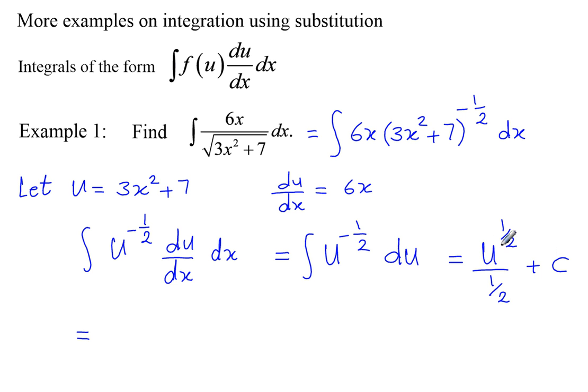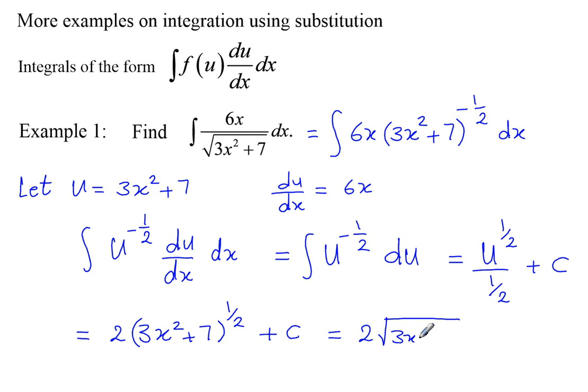Now the final step is we put back the value of u, so that would be 3x squared plus 7 to the power of a half, and of course you can write that as a square root, over a half, which is over 1 over 2, so that 2 can be multiplied here, and then plus constant. So this could be the form, or you can also write it as 2 the square root of 3x squared plus 7, and then plus a constant c.